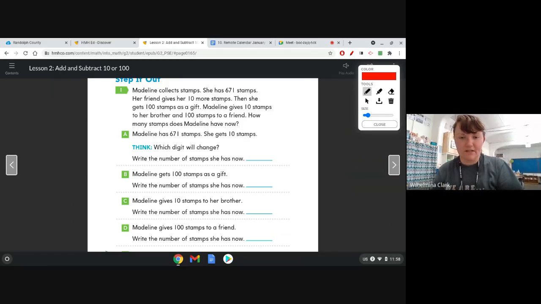So it says Madeline collects stamps. She has 671 stamps. Her friend gives her 10 more stamps. Then she gets 100 stamps as a gift. Madeline gives 10 stamps to her brother and 100 stamps to a friend. How many stamps does Madeline have now? Okay, so they've broken it into pieces. So now it says Madeline has 671 stamps. She gets 10 stamps. So 70 plus 10 is 80. So our first one is 681.